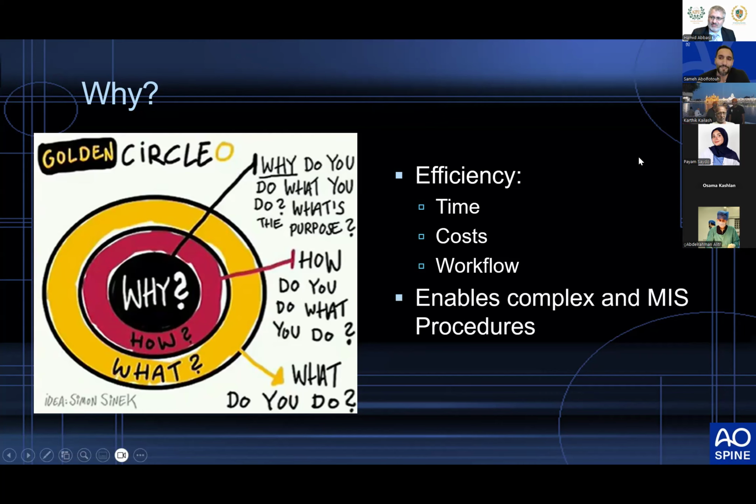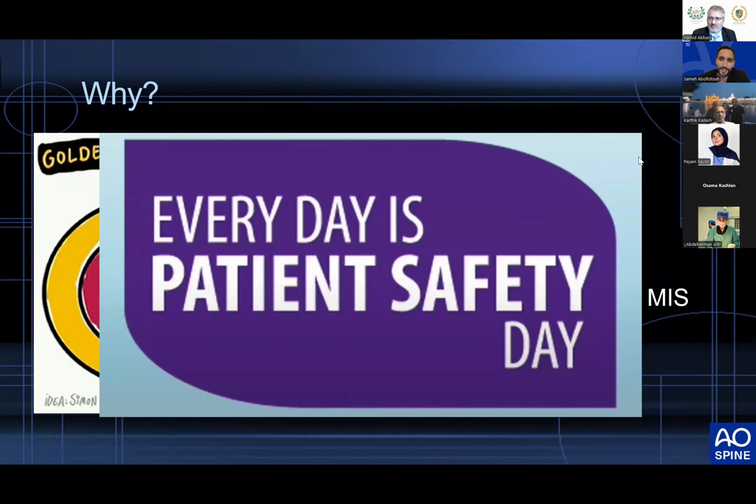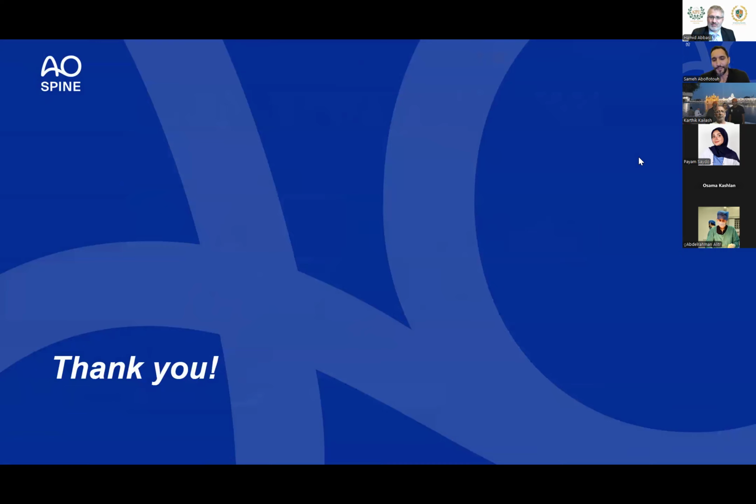But in my opinion, the most important thing is safety, because every single day should be a patient safety day. So the faster we hop on board and adopt technology and stop fighting against technology, the easier it's going to make our lives in the future. Thank you very much.